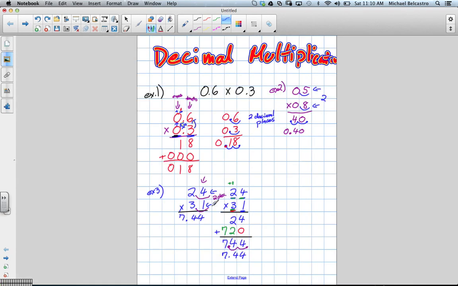Okay? So that's all we really got to do. It's sometimes easier to look at it without the decimals, do all the multiplication, and then just include the decimals in at the end. Okay?